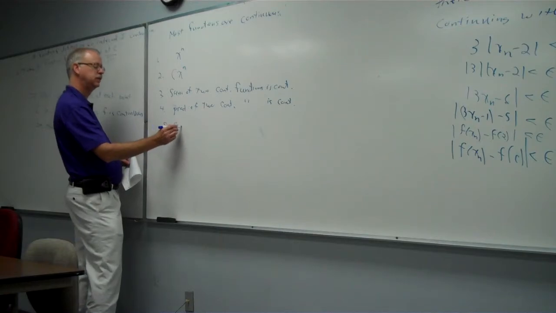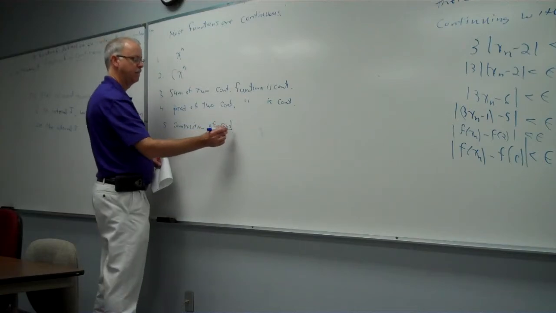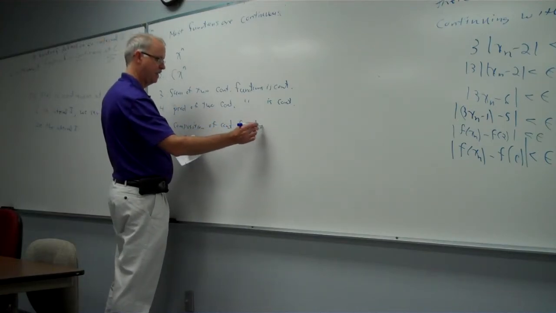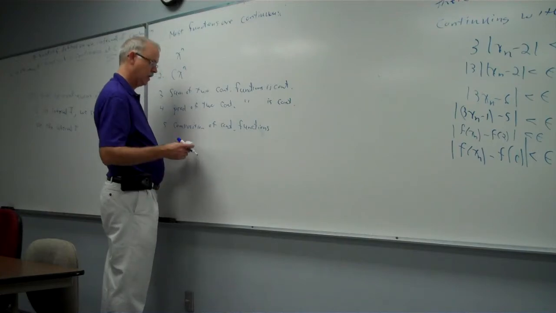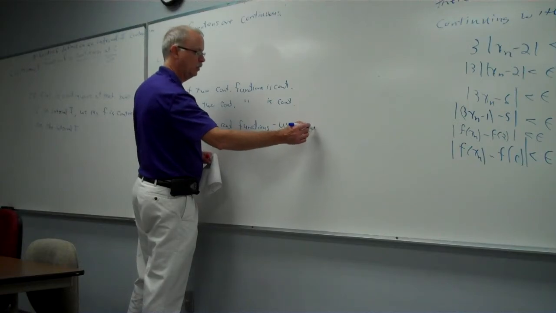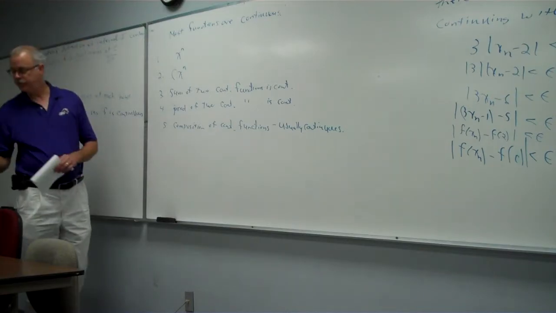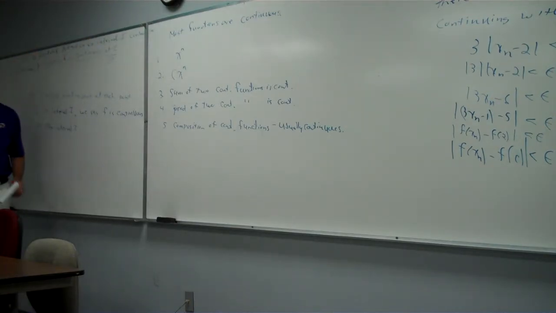The composition is usually continuous. We'll have to talk a little bit, because there could be some domain issues there. Trig functions are continuous, or I guess sine and cosine are continuous. The exponential is continuous, absolute value is continuous.